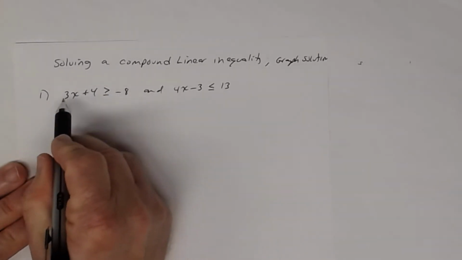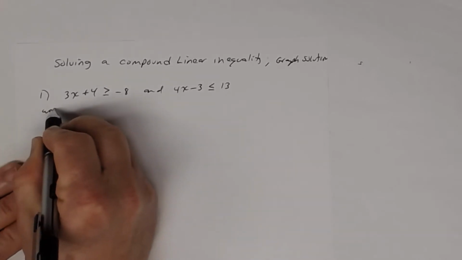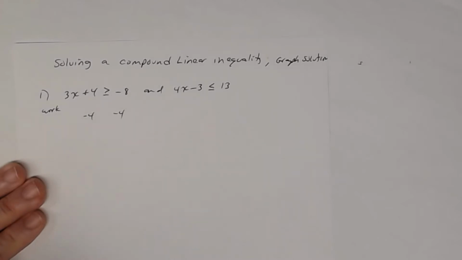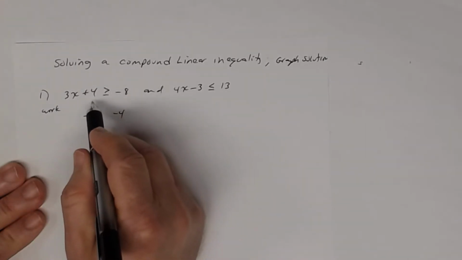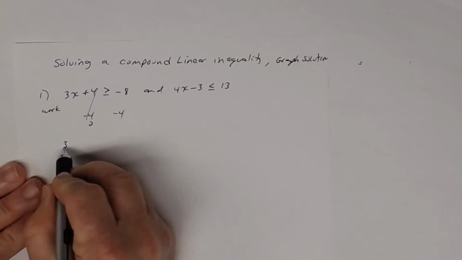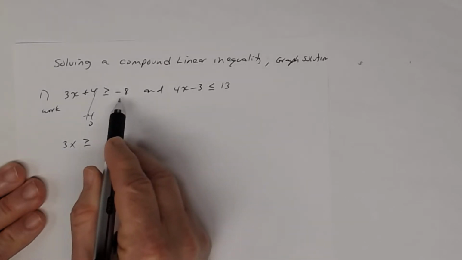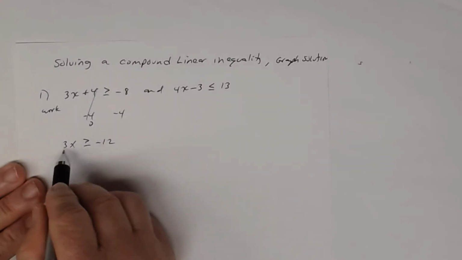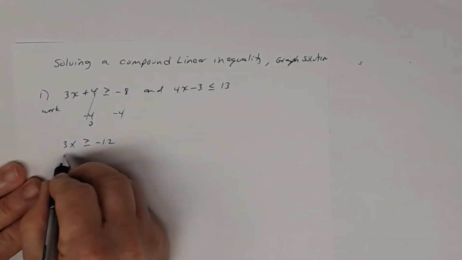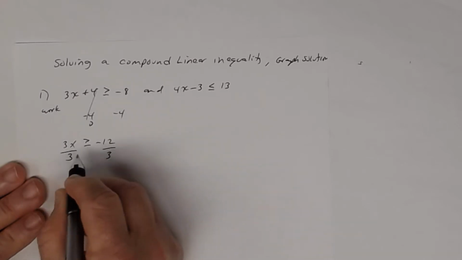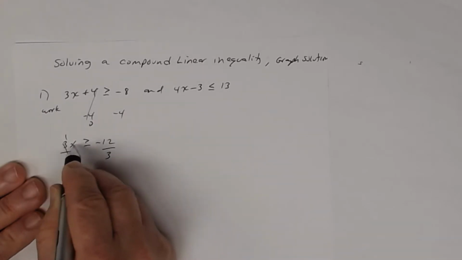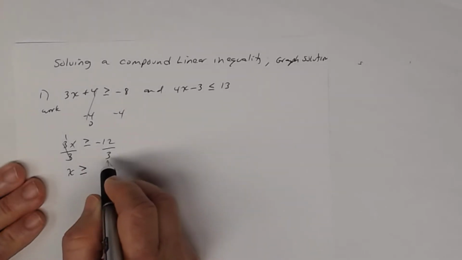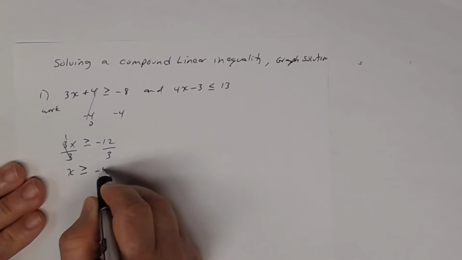So to solve this inequality, I'm going to subtract 4 from both sides and then combine like terms. So this is 0 here. I get 3x is greater than or equal to negative 8 minus 4, which is negative 12. To get x by itself, I'm going to divide both sides by 3. 3 divided by 3 is 1, 1 times x is x. So x is greater than or equal to, and then negative 12 divided by 3 is negative 4.